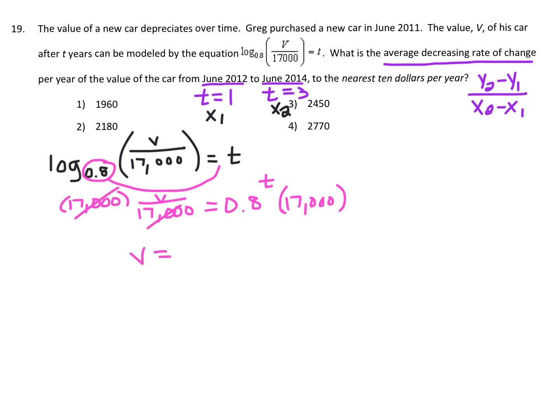So v is equal to, now, the way this looks to me is a little weird. You can leave it like that. You could totally leave it like that. That's technically correct. I'm going to take the number without the exponent, the 17,000, and I'm going to bring that to the front.